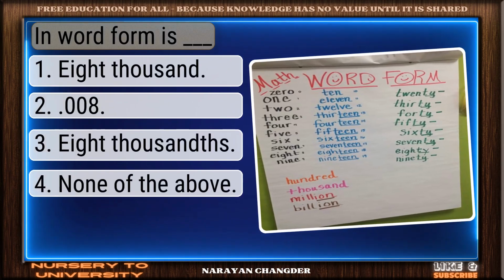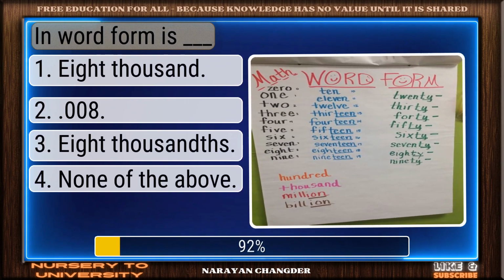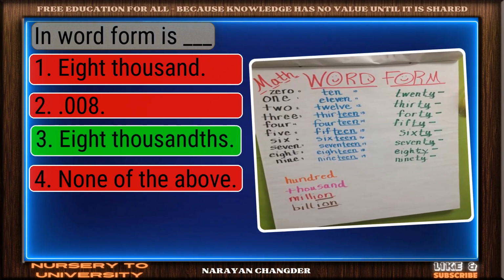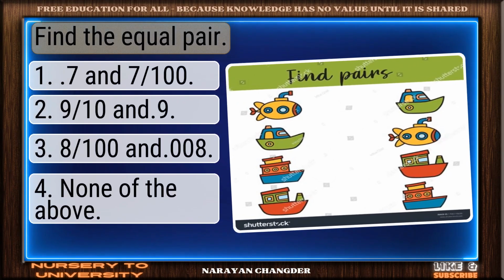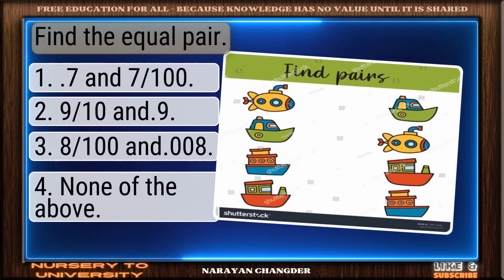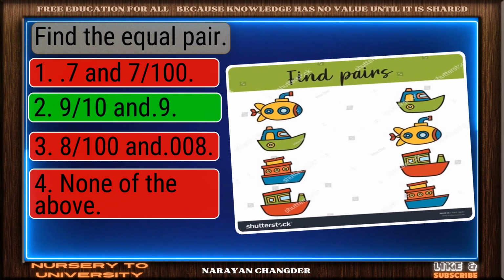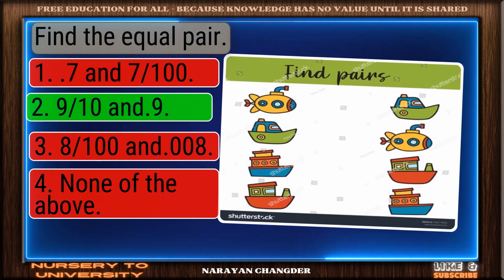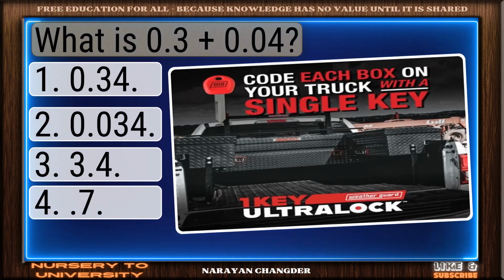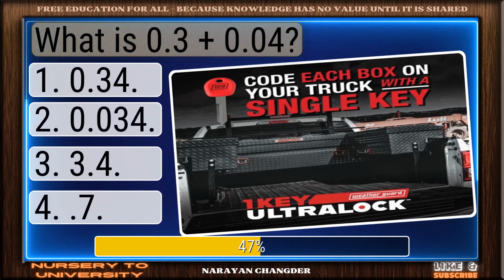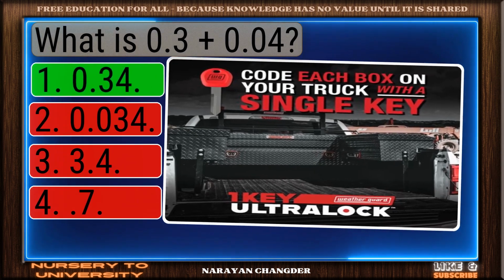Question number 94. Inward form is dash. Excellent. 8 thousandths is a brilliant choice. Question number 95. Find the equal pair. Sharp thinking. 910 and pi9 is the right choice. Question number 96. What is point plus 04? Smart point 34 is an accurate answer.